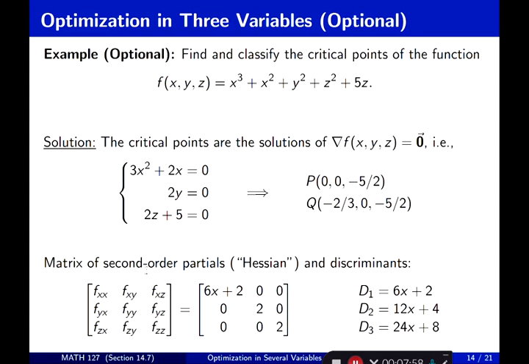Let's use the test. By the way, the matrix of second-order partials is called the Hessian, and the determinants are called the discriminants. When I talked about the upper left corner, that was the upper left corner of the Hessian matrix, basically.